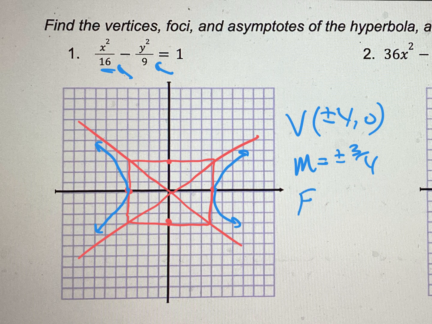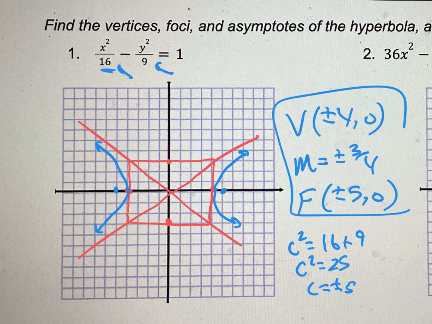And the last thing is the foci. Foci, you got to find c. C squared is always a squared plus b squared, which is 25. Take the square root, plus or minus 5. And that also goes on the major axis. So if you're on your picture, they'd be right there. As long as you tell me the point, that's okay. So those are our 3 answers and the graph.